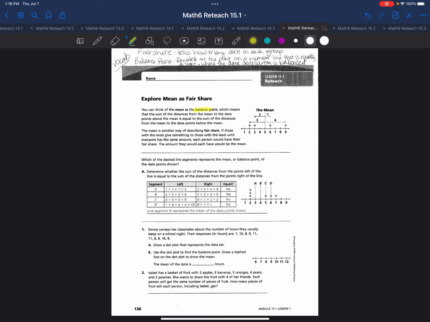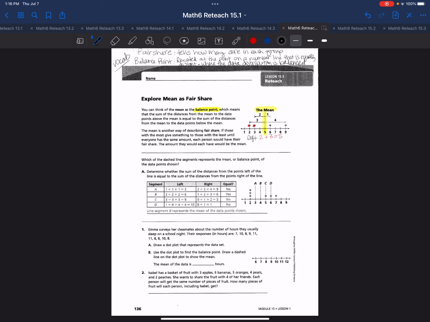You can think of the mean also as the balance point, which means that the sum of the distances from the mean to the data points above the mean is equal to the sum of the distances from the mean to the data points below the mean. In this example, the balance point, where that dotted line is, is 5. Looking to the left of the dotted line, this dot is 2 points to the left and this one is 3 points to the left from the number 5. If we add those up, you get 5.